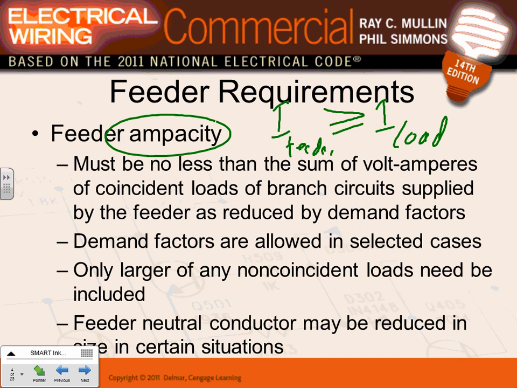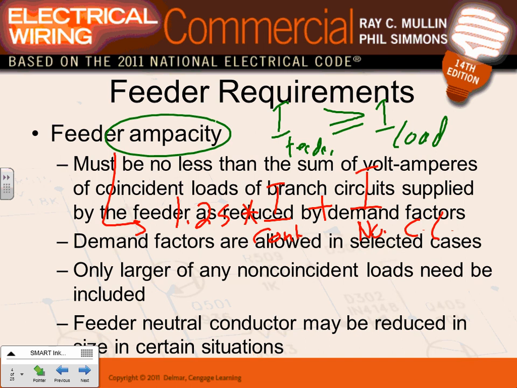Reduced by the demand factor. There's some demand factor: if it's a continuous load, 1.25, and non-continuous at 100%. Okay, only larger or non-coincident loads need to be included. Feeder neutral may be reduced. So when we size the feeder, here's what we do, guys. Very easy. You take 1.25 times I, the current for continuous load, plus I for non-continuous load. And you add them all up and size your feeder. You guys have done it with me, right? This is simplifying it a little bit.